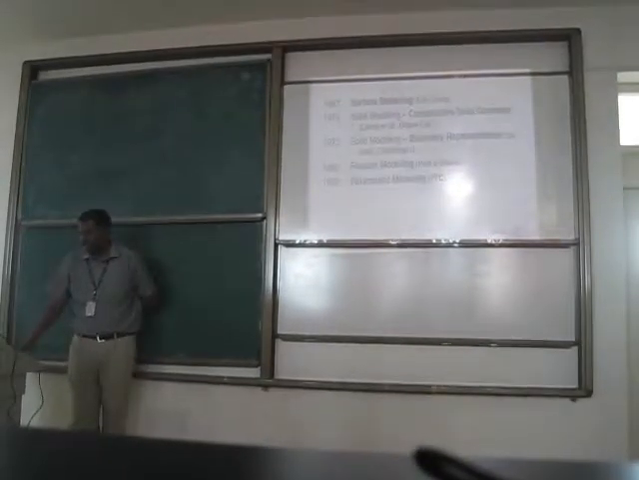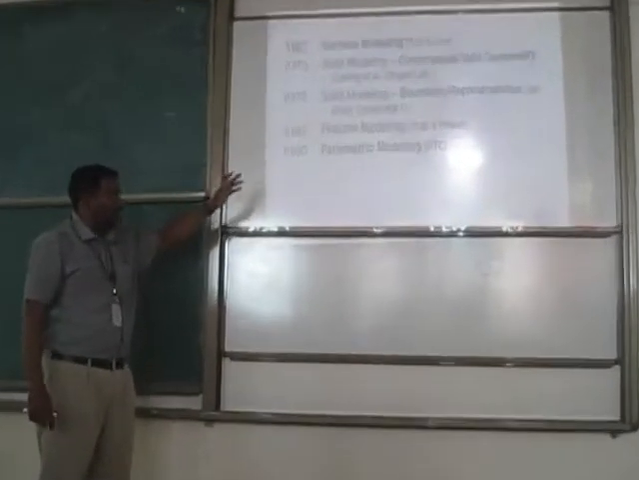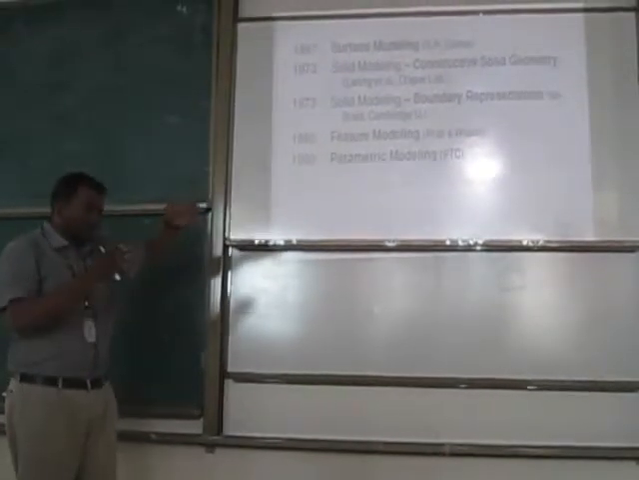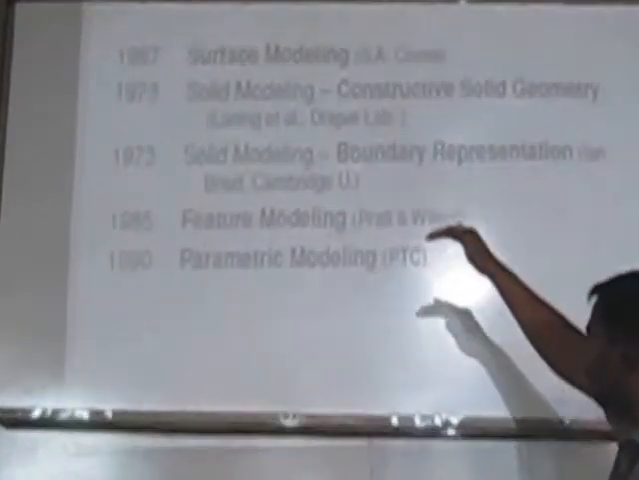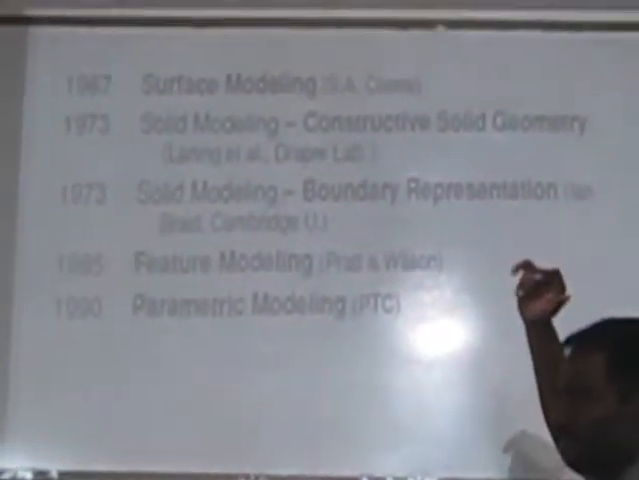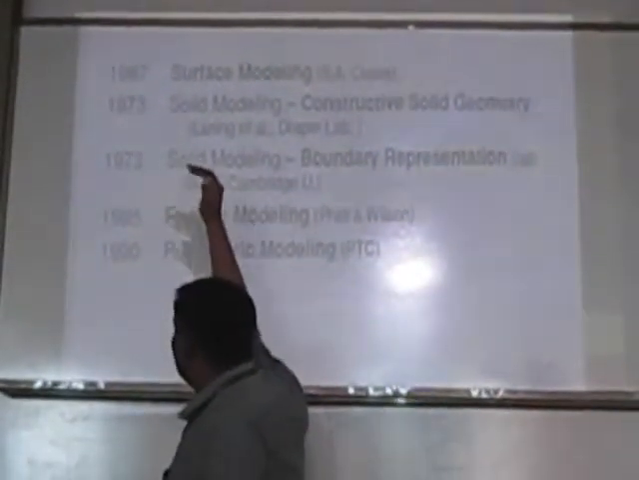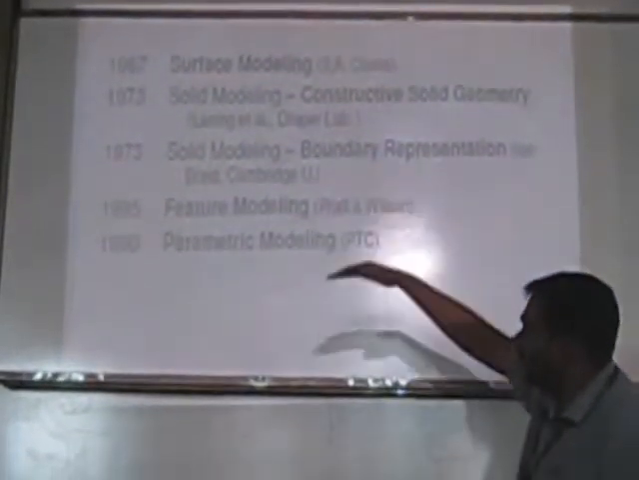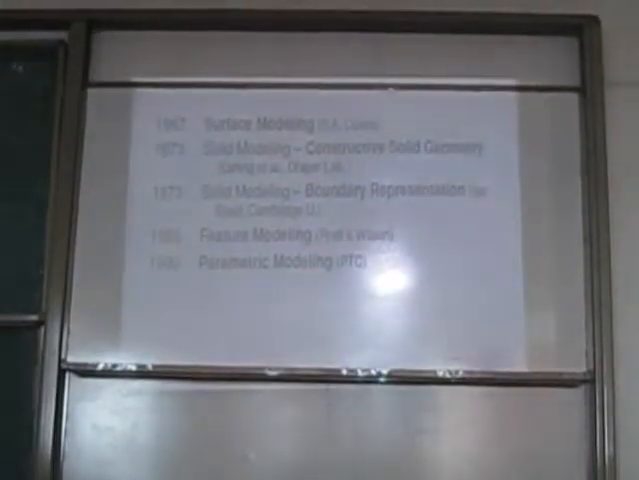Coming to the second history, 1967, they developed surface modeling. Surface modeling was launched again in MIT, and slowly in 1970 solid modeling with some configurations. First one is solid geometry, boundary representation, and slowly feature modeling, and finally parametric modeling. We have different types of modeling in solid modeling itself. There are four inventions: constructive solid geometry, boundary representation, feature modeling, and parametric modeling. All the things we are going to see in solid modeling.